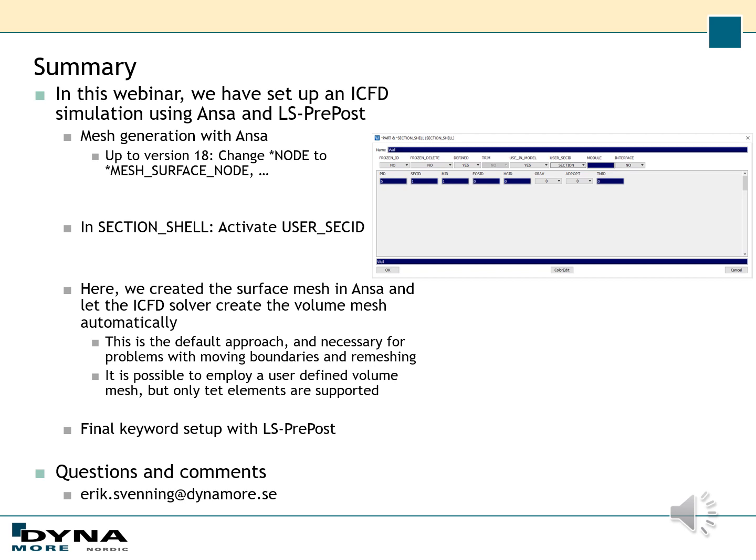I would also like to mention that here we have created the surface mesh in Ansa, and then we let the ICFD solver create the volume mesh automatically. This is the default approach, and this is how you have to do it if you have FSI problems with moving boundaries and remeshing. If you have a problem where you from the beginning know that the mesh will not move, then it is possible to have a user-defined volume mesh, but then only TET elements are supported. We also made some final keyword setup with LS-PrePost, and this was what I wanted to show you today.